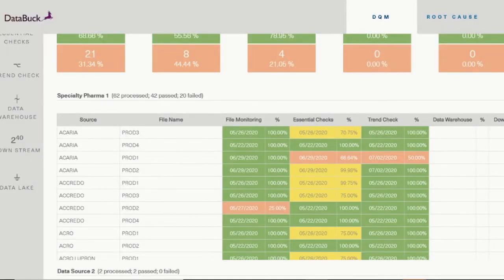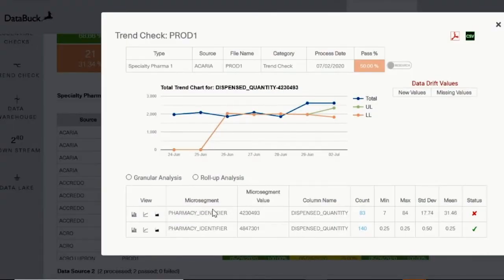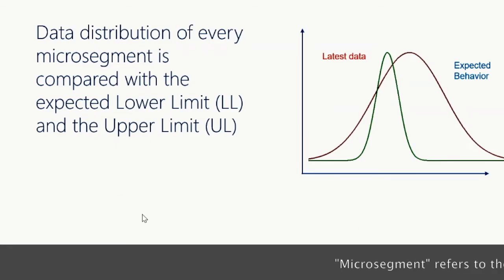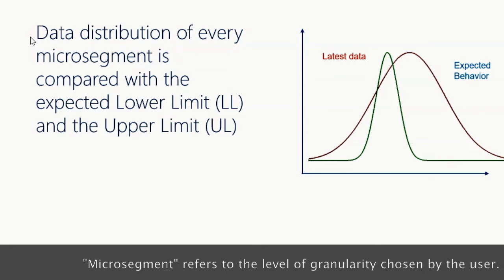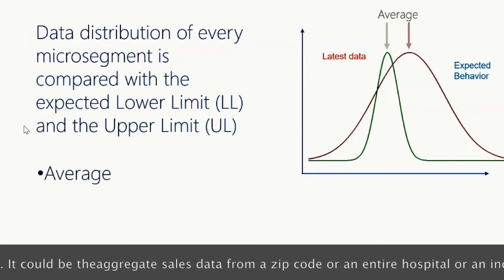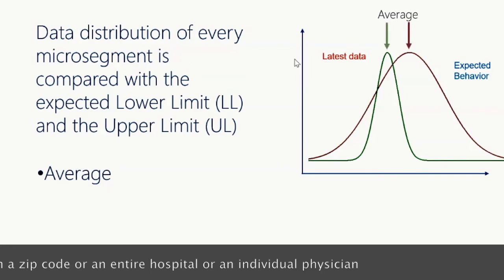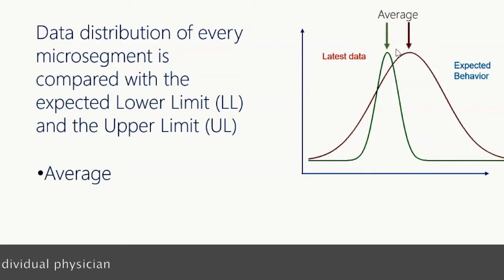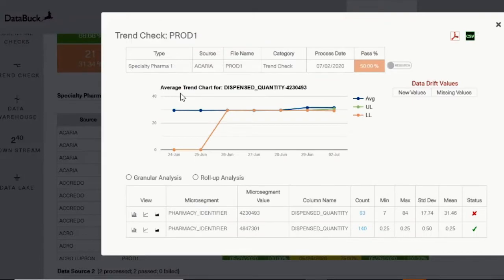Next, we explore the trend check, which is also the basis for the unit of measure validation. Before we dive into this graph, let's understand what the software is doing. Data distribution in every microsegment is compared to historical patterns. A microsegment could be any level of granularity chosen by the user.